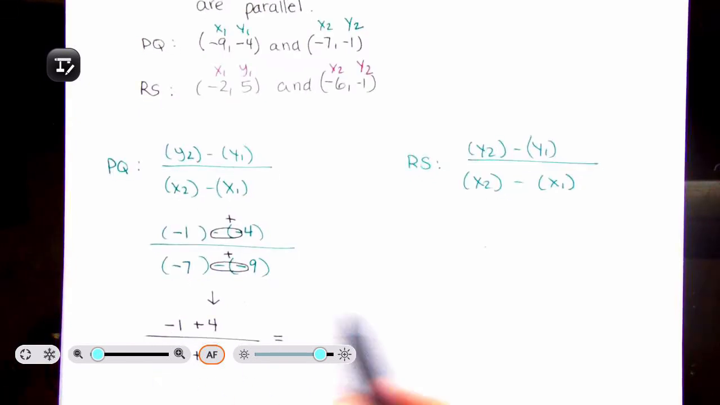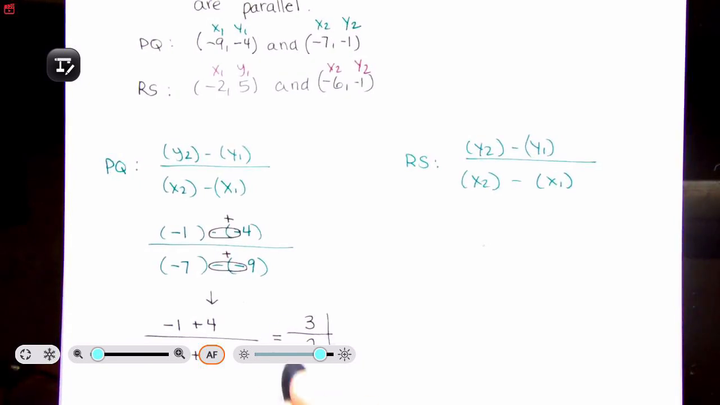This is 4 minus 1, which is 3. This is 9 minus 7. You can go backwards that way: 9 minus 7, 7, 8, 9, that's 2. So this is my slope for PQ. PQ is equal to 3/2 for the slope.